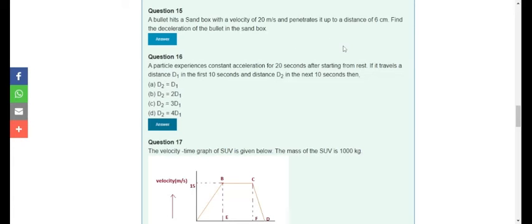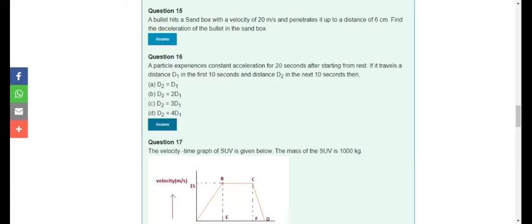So ut will become 0. So d1 is equal to 0 plus half. Acceleration is constant, so I'll keep it as acceleration, and the time is 10 square. 10 square will be 100. Is that clear? So you will get the distance as half into a into 100, which is 50a. So d1 is equal to 50a.